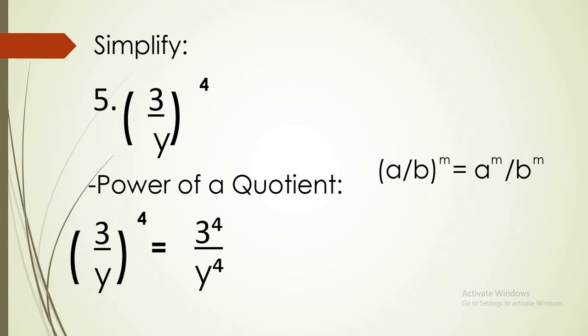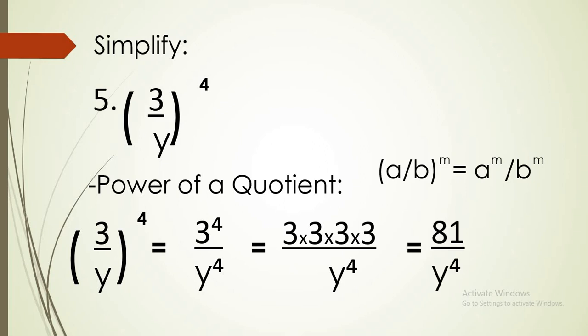So we have 3 raised to 4 over y raised to 4. Then simplify 3 raised to 4, which is 3 times 3 times 3 times 3, all over y raised to 4. Then it will give you an answer of 81 over y raised to 4.